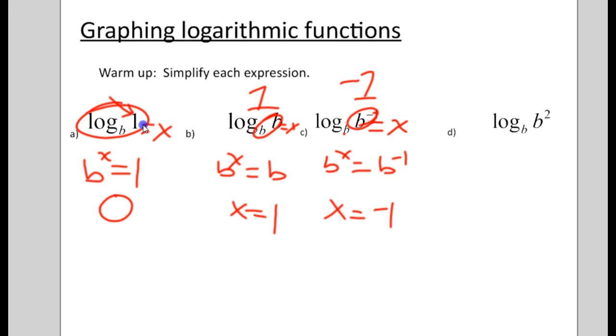And lastly, take a look at what my argument is now. If I can make this in exponential form, this is b to what power is b squared? Well, it's 2, right? So what this says is if I can make my argument the square of my base, my answer will always just be 2. All right, how is that going to be useful to me for graphing? Because again, we want to be able to graph in the most simple way.